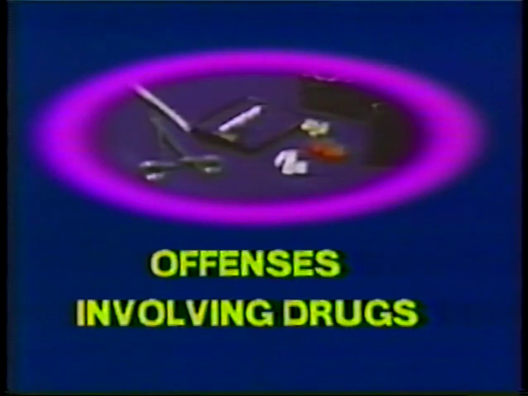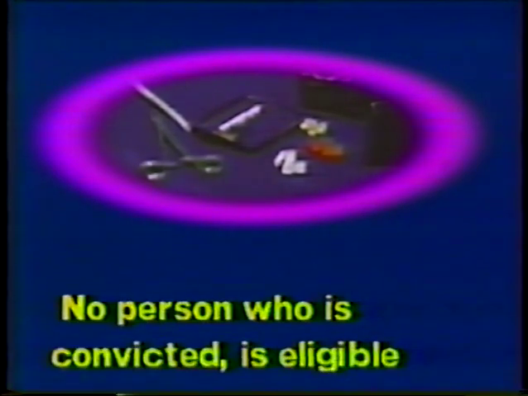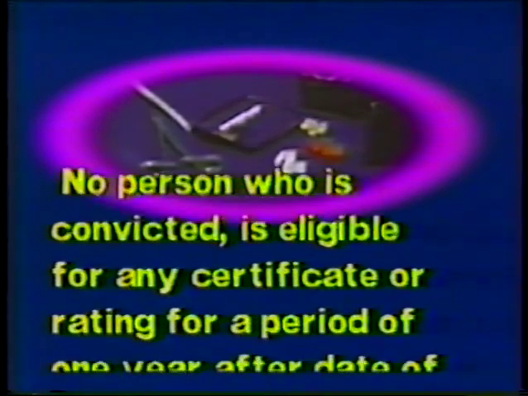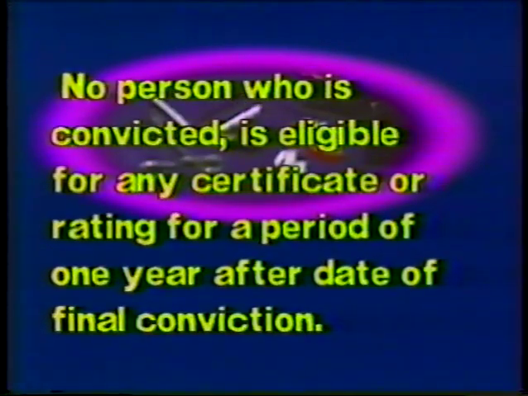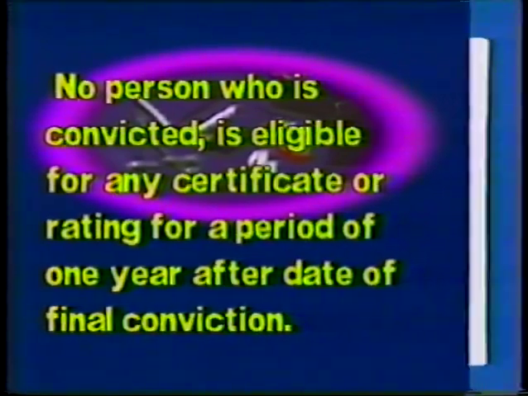Part 61.15 deals with offenses involving narcotic drugs, marijuana, depressants or stimulant drugs or other substances. No person who is convicted of violating any federal or state statute relating to the growing, processing, manufacture, sale, possession, transportation, or importation of narcotic drugs, marijuana, and depressants or stimulant drugs or substances is eligible for any certificate or rating issued under this part for a period of 1 year after the date of final conviction.